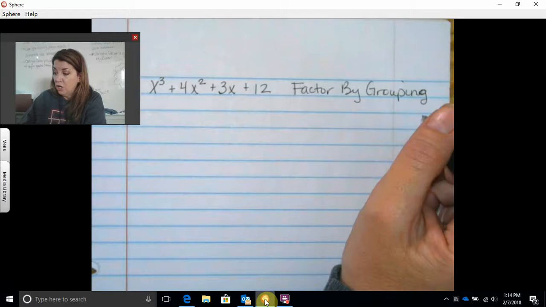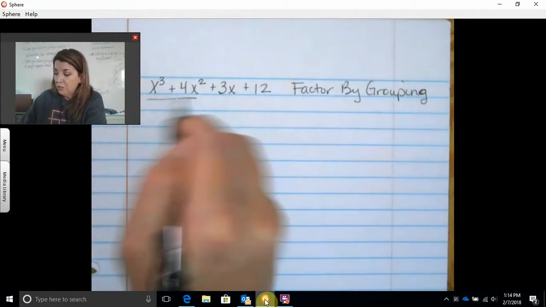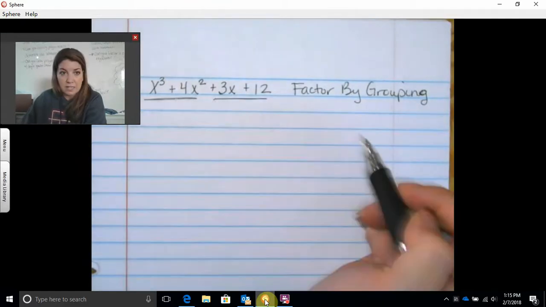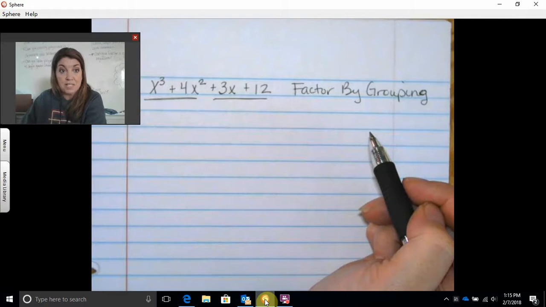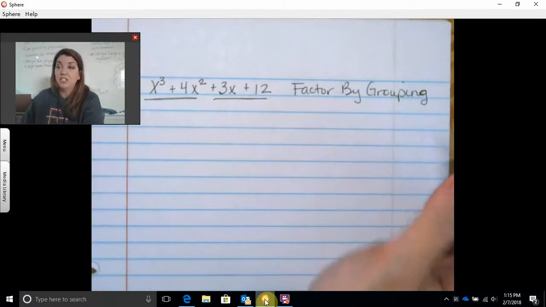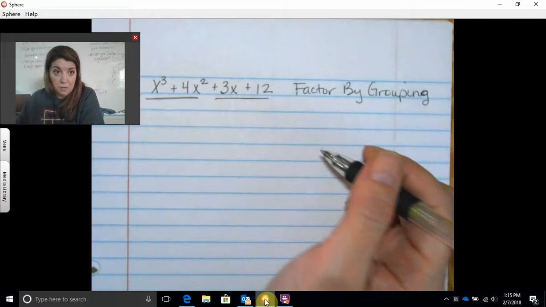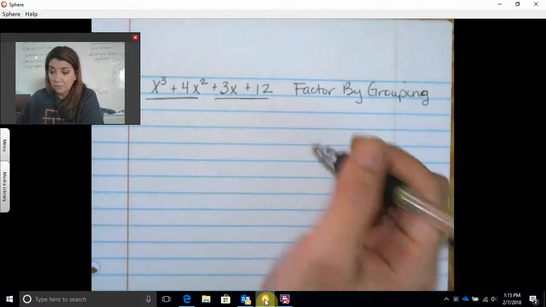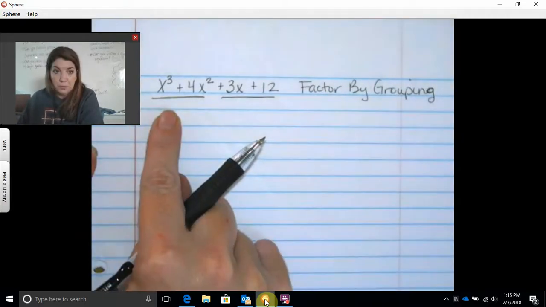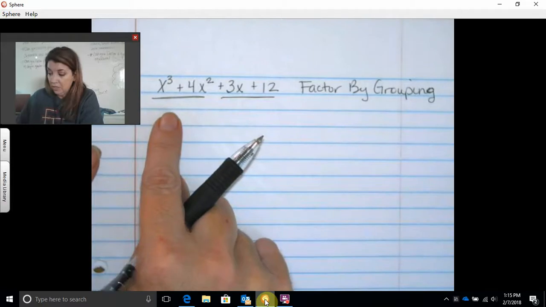All right, so you group your first two terms together, you group your second two terms together. And you're going to treat it separately, and you're going to factor out the GCF of each group. If the GCF is only 1, then you take out a 1, all right? In my first group, what's the greatest common factor? X squared.